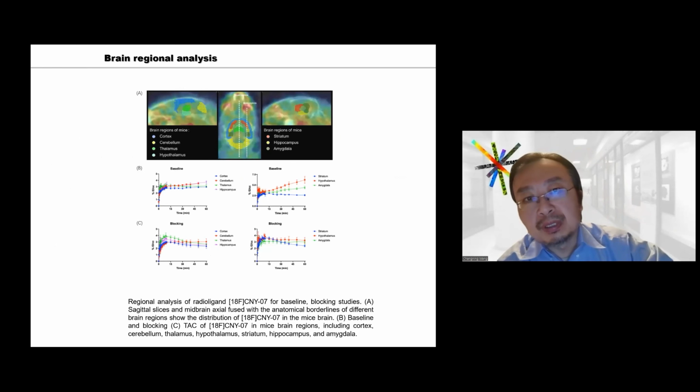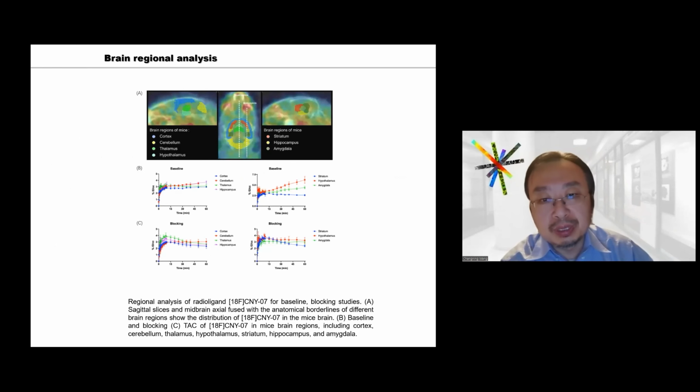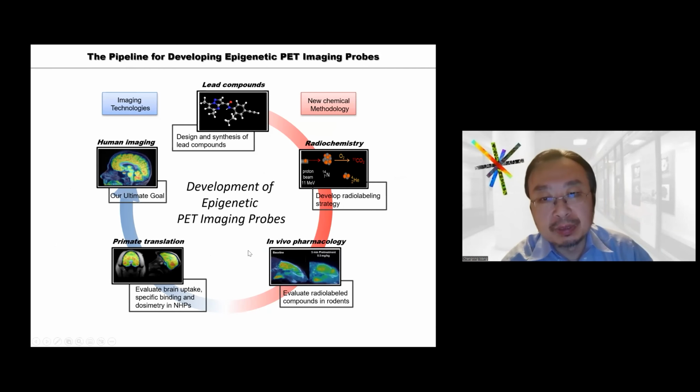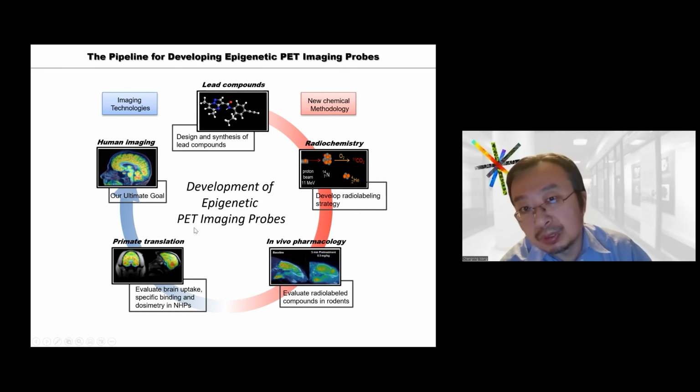And we did some further analysis in different brain regions. Across the brain regions related to AD, we can also see the same trend: the baseline with higher uptake, and after the pretreatment, we can see the decrease of the signal. So that makes this tracer promising. Going back to this figure, we are actually working on the monkey scans. We have done some scans recently, and it seems the results are good. Now we are working on the IND paperwork, hoping we can translate this tracer to humans very soon.